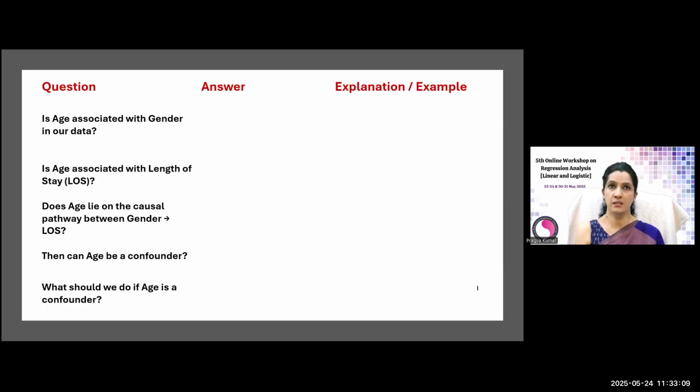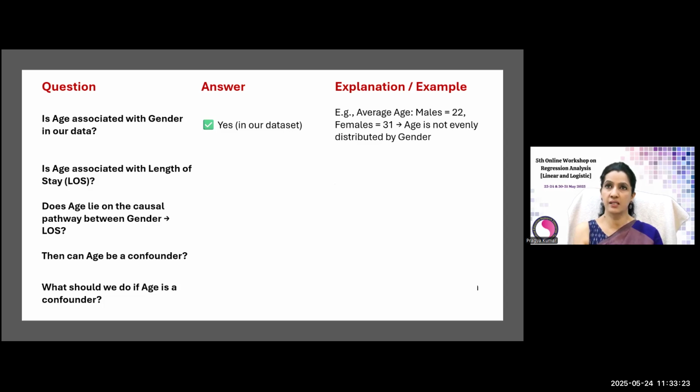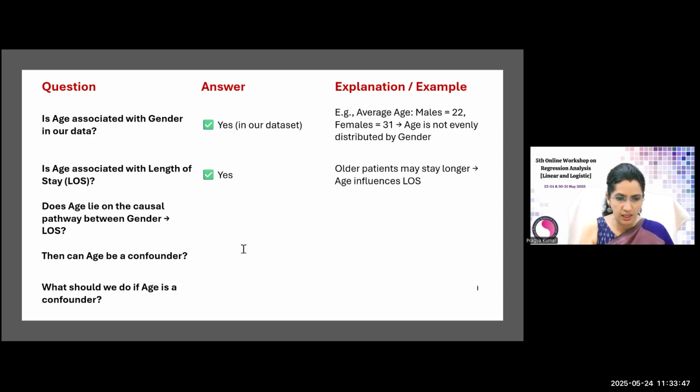So what questions will I ask to judge whether something is a confounder or not? I will ask this question: is age associated with gender in our data? So yes, it is associated in our data set. If you see the average age of males, it is 22, and females, it is 31. So it is not evenly distributed in both male and female. And now again, if I ask, is age associated with length of stay? So yes, because older patients. Let's see this before I go further.